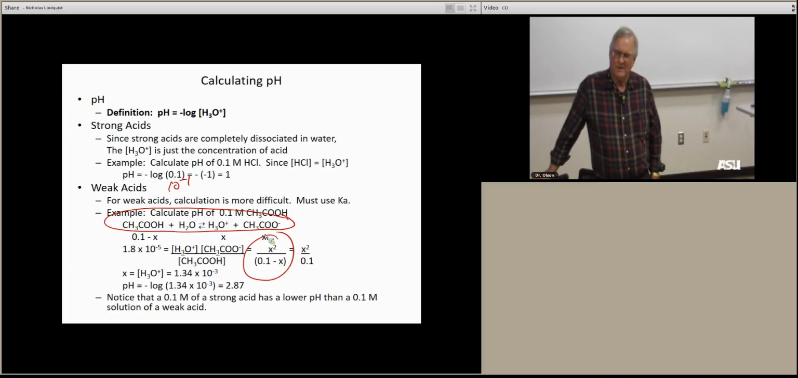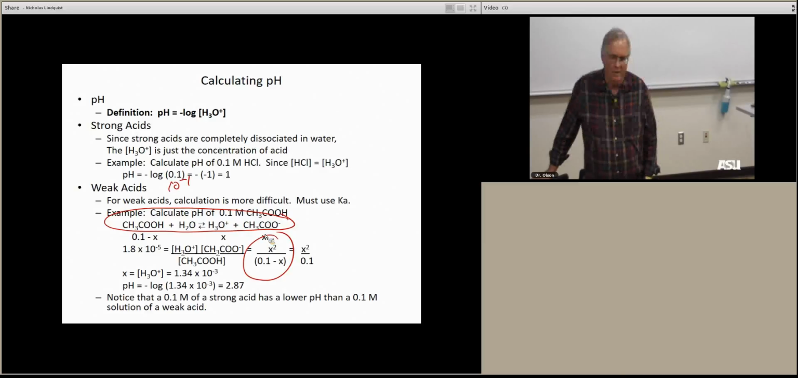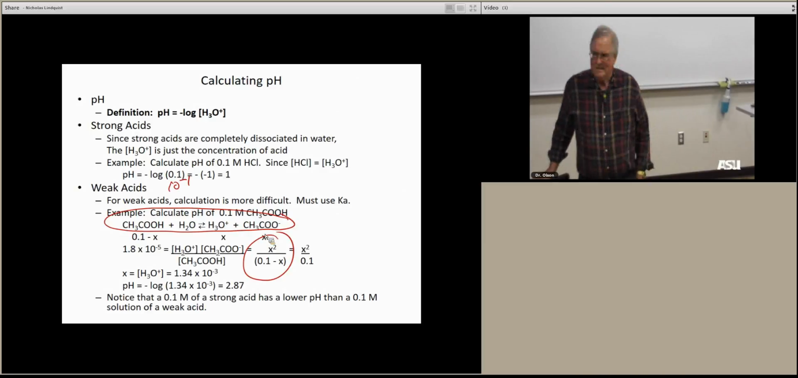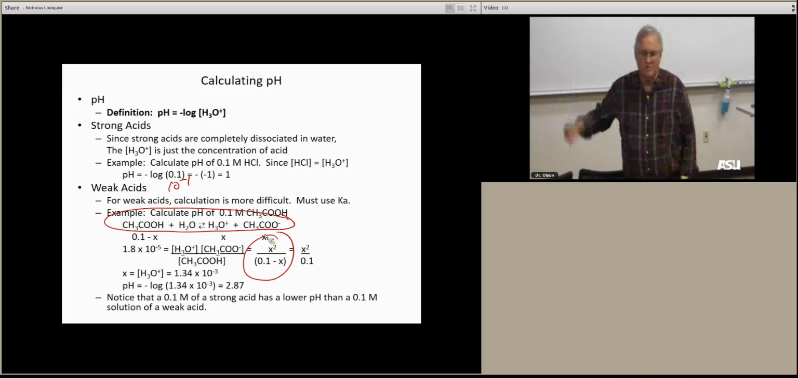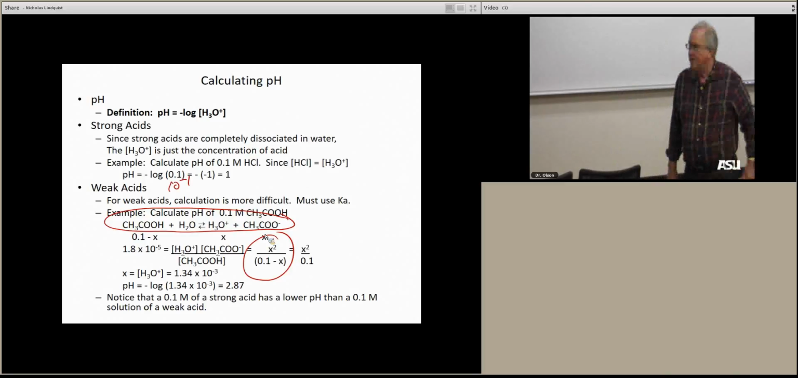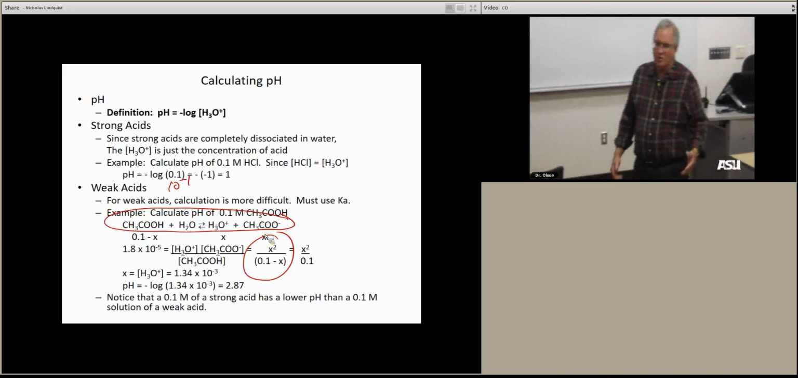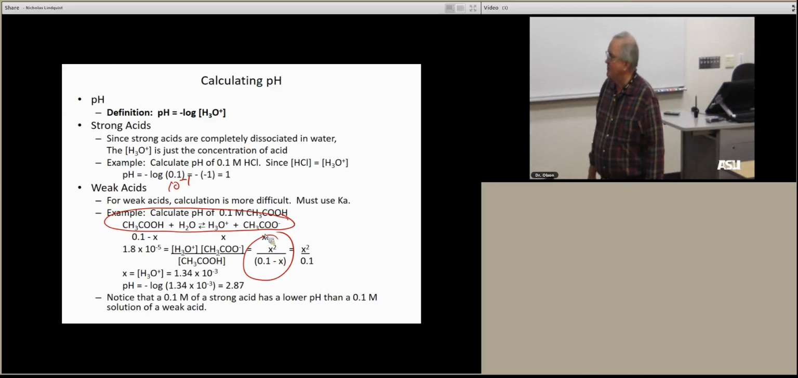10 to the minus 5, that's a pretty small number. It means acetic acid isn't a very strong acid. So how much X is there really going to be compared to 0.1? Negligible. Not very much. So to a first approximation, let's assume that X is small compared to 0.1. Well, if I do that, then 0.1 minus X just equals 0.1, right? If X is small. Now my equation becomes really simple. Ka equals X squared divided by 0.1. Multiply both sides by 0.1. Take the square root, and X equals 1.34 times 10 to the minus 3.